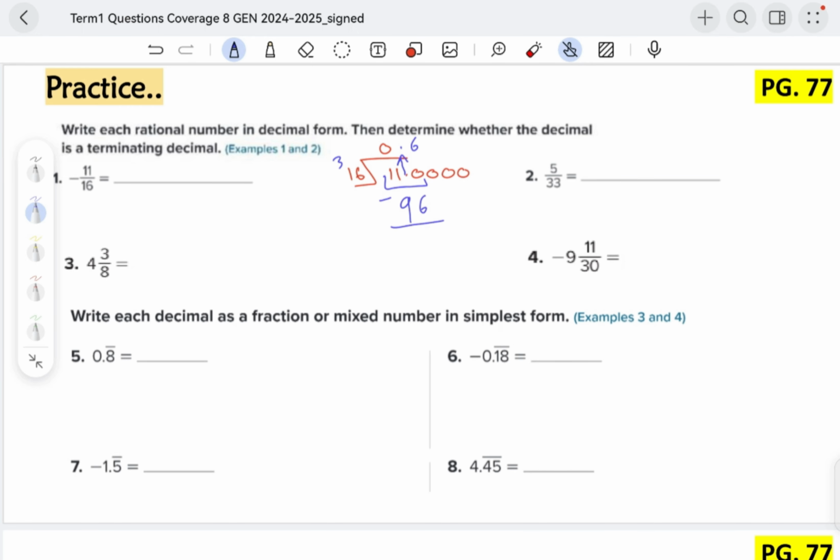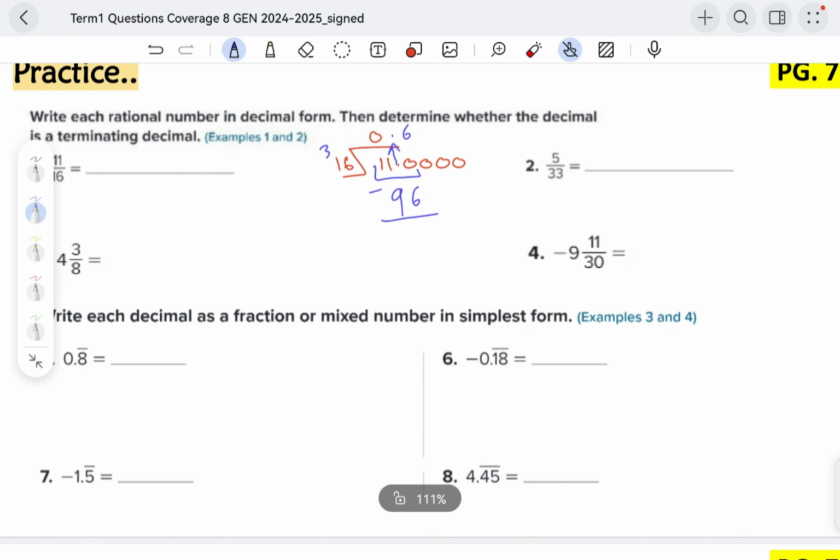110 minus 96 is equal to 14. Then, since 14 is less than 16, we're going to bring down the next digit. 140 divided by 16. Let's try 8. 8 times 6 is 48. 8 down, 4 up. 8 times 1 is 8, plus 4 is 12. Find the difference. 140 minus 128 is 12. Bring down the next digit, 0.